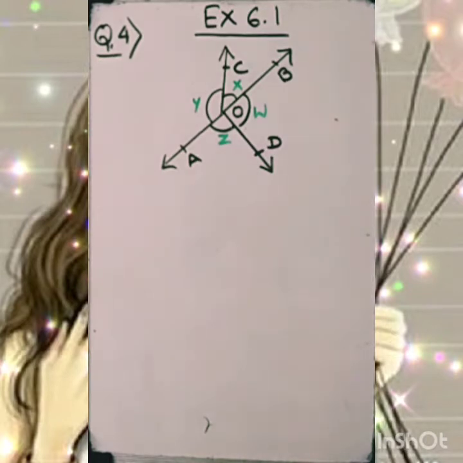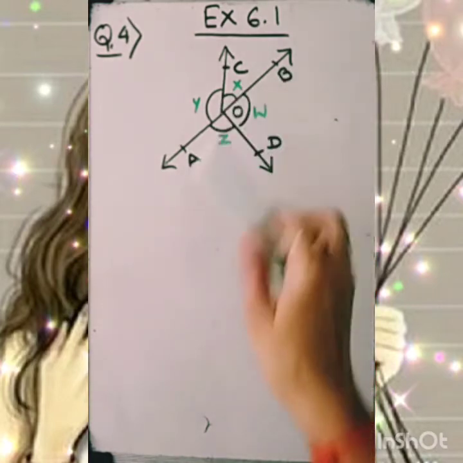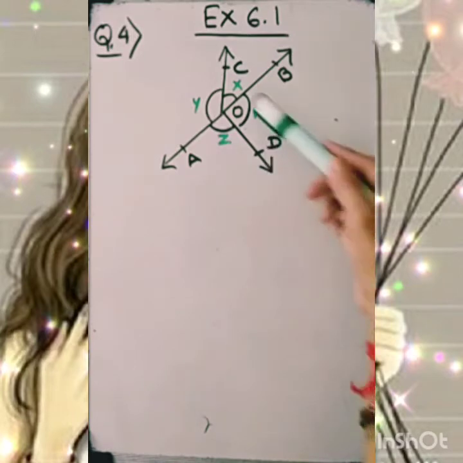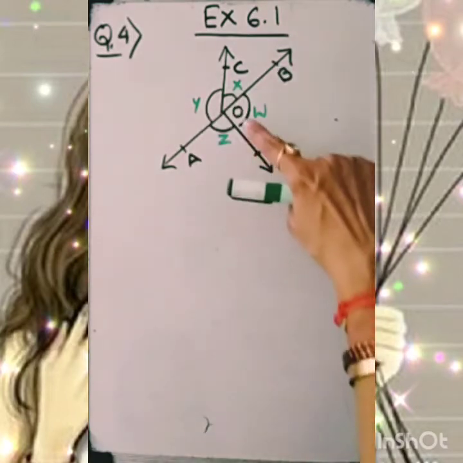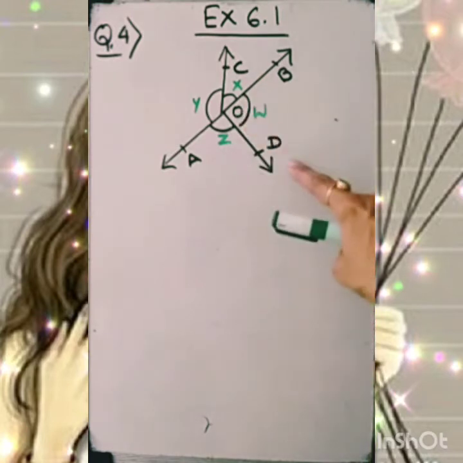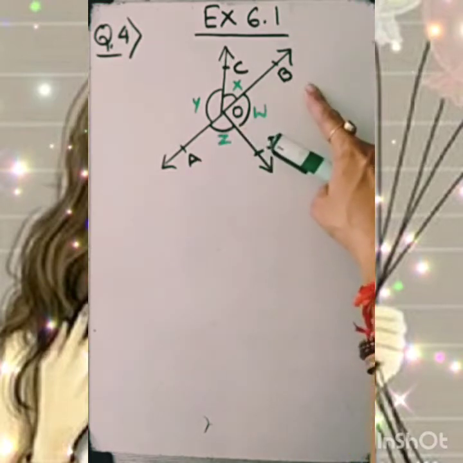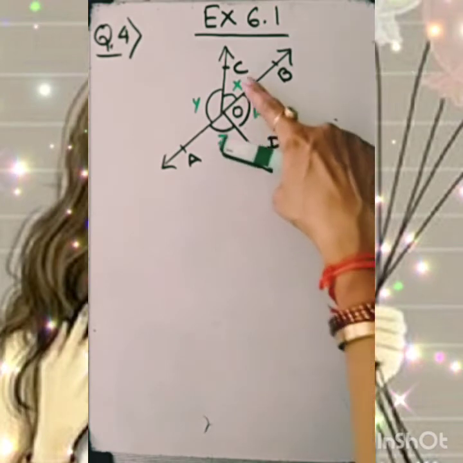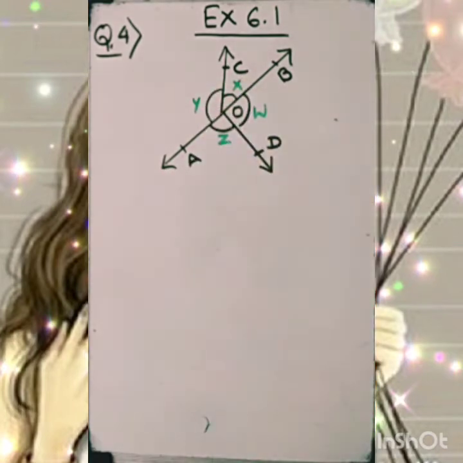AOB is a straight line, you can find here, and these two lines are also standing on this AOB. Which two lines are standing here? OC and OD. Ray OC and ray OD are standing rays on AOB, and they are forming four different angles. Let's say they are small x, small y, small z and small w.